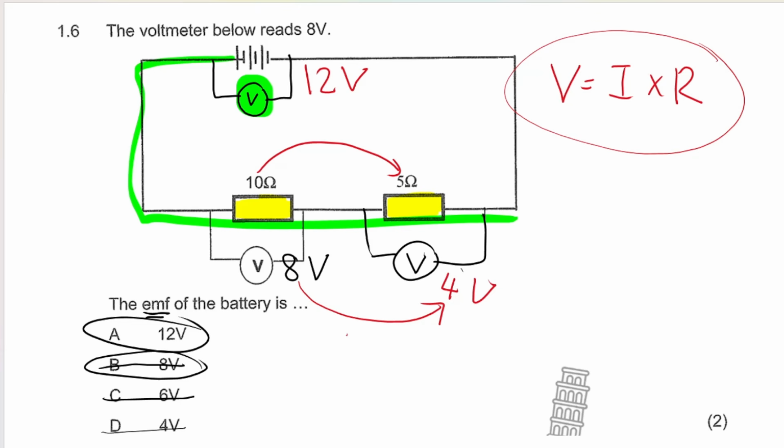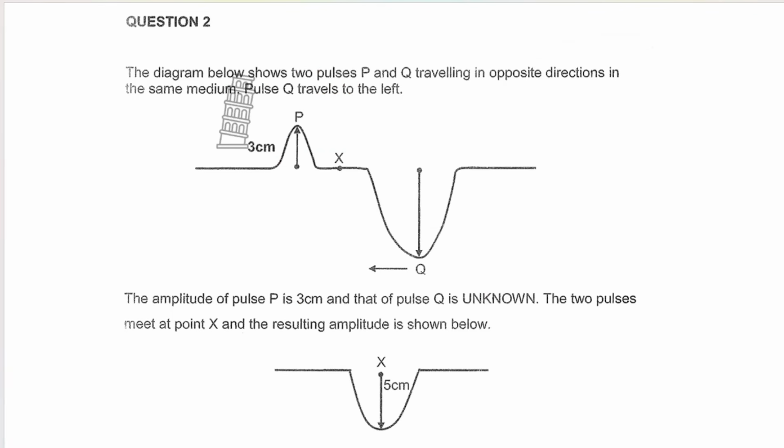Right. Those are the multiple choice questions. As I've mentioned, they can be quite tricky, but let's move on to question 2 in the paper, which has to do with waves. And this has to do with transverse waves, and in particular, transverse pulses. So it says the diagram below shows 2 pulses P and Q traveling in opposite directions. P is traveling to the right. Q, they show with an arrow, is traveling to the left.